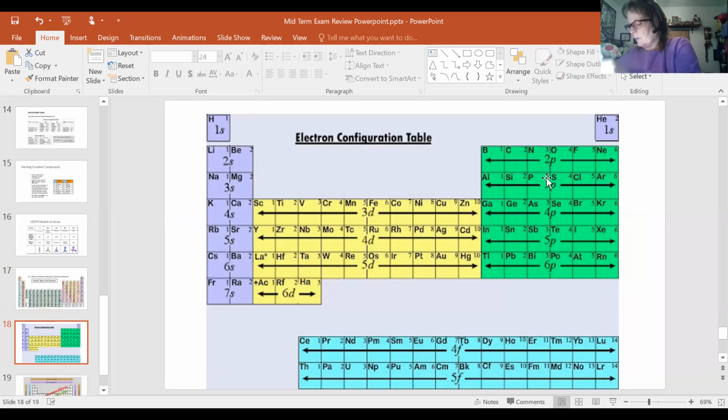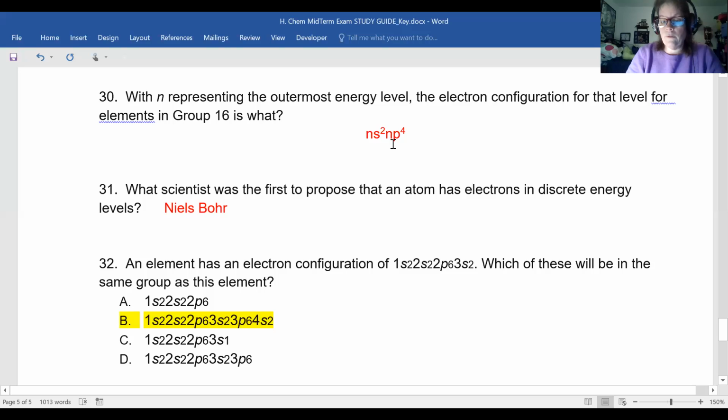So your answer for number 30, it asks you for group 16. So group 16 is right here. So that would be 2p. Remember, we don't put the number in front, so it'd be p, 1, 2, 3, and 4. So you have both S's, so that's S2, and then it's P4. Okay, because this is group 16. All right. So that's how we get this answer, NS2 and P4.